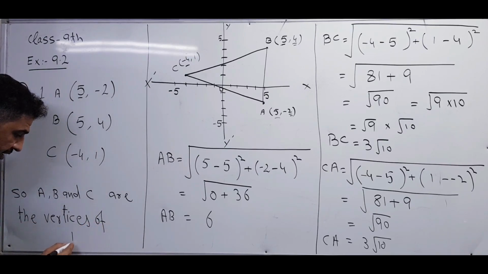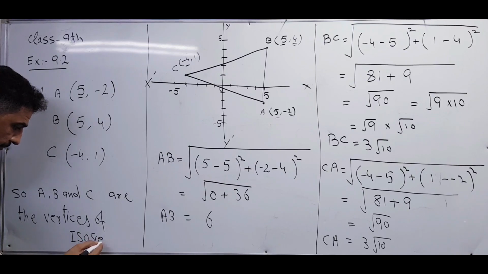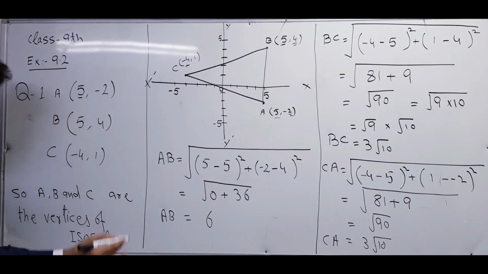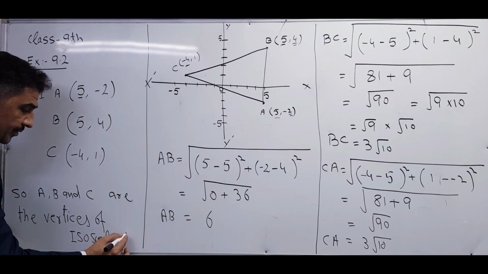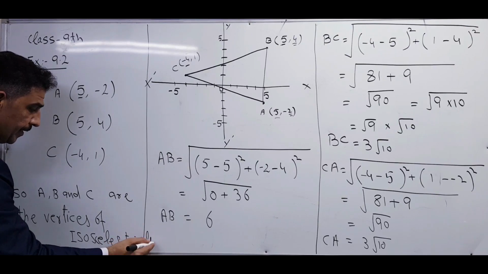Is it possible to write it here? Isosceles triangle. You will write that isosceles triangle, and our question is finished.